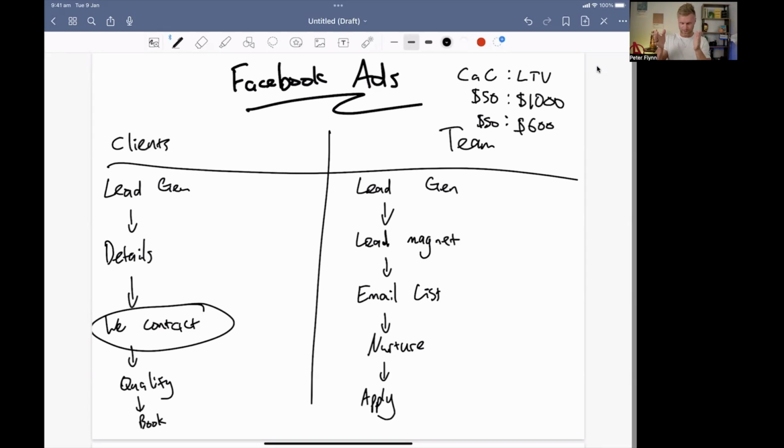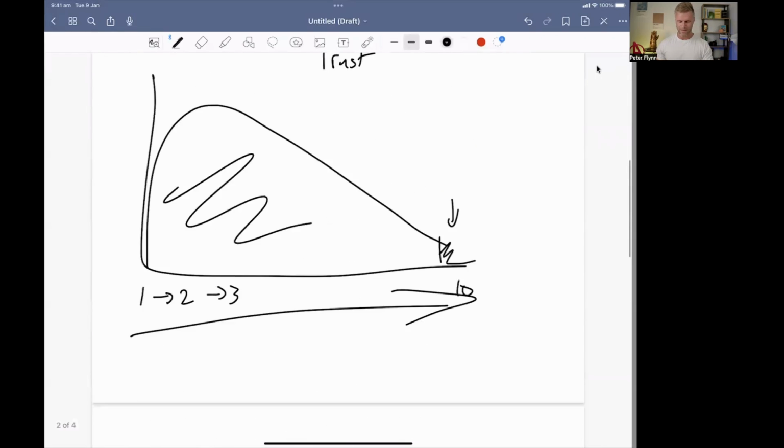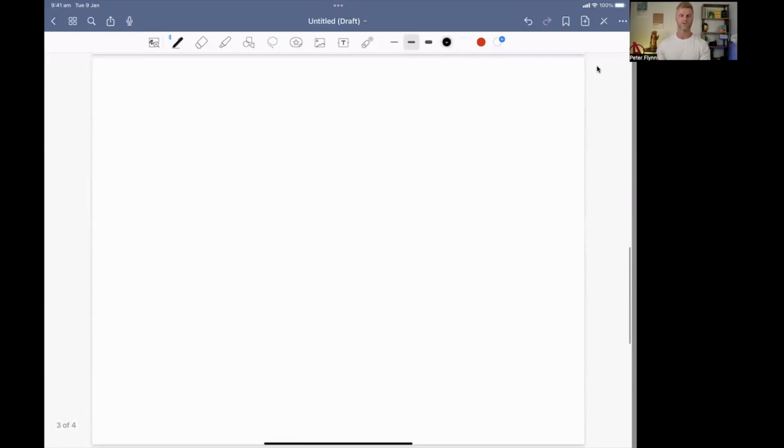So I hope you can see now we've got team, we've got clients, we use lead gen ads to do both of these. And then as we go down, it's a slightly different path. One of them we're putting into a long-term nurture, and the other we're putting into a short-term direct call to action: get them on a call, qualify them, book them in. Now, the other thing that people will typically ask is, well, what does the ad look like? How do we get them onto that call?